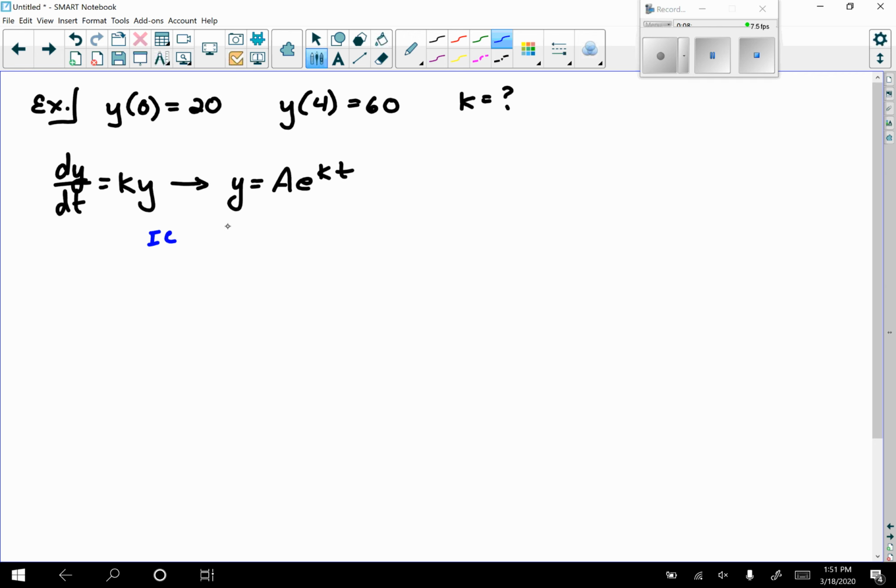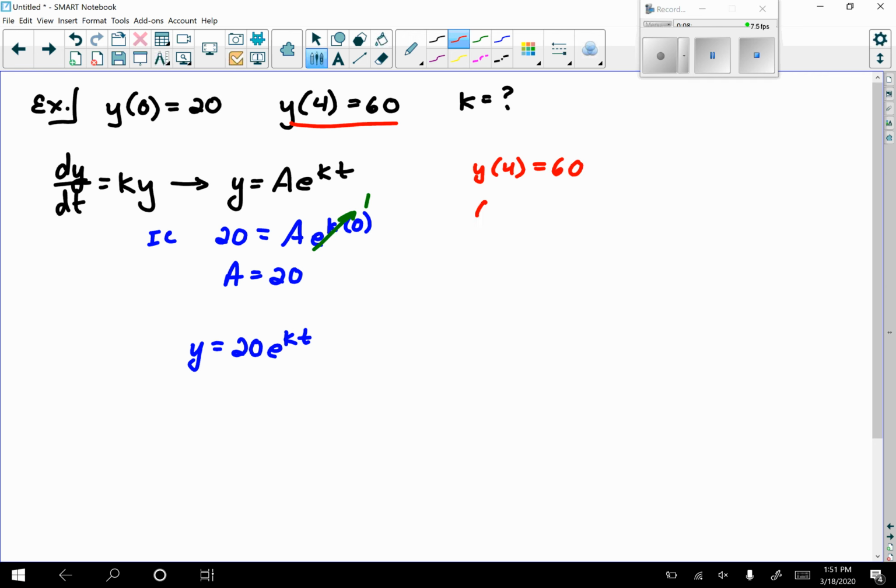So this initial condition says 20 is equal to a times e to the k times 0. Again, this whole part just becomes 1, so a is equal to 20. And it allows us to set up the equation y is equal to 20 e to the kt. Now we can use the other condition, y of 4 is equal to 60.